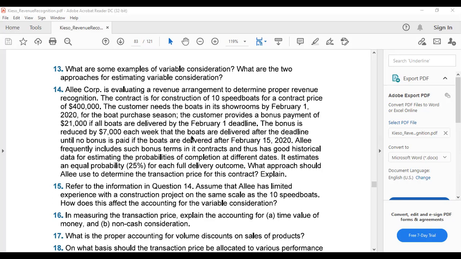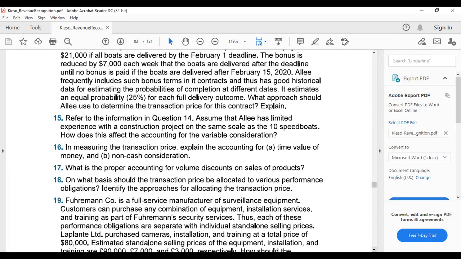So what is the total amount or the total transaction price? So you add 105,250, 103,500, 101,750, and 100,000. For 410,500. Yes, sir. The rest are simple, you can refer to the text.